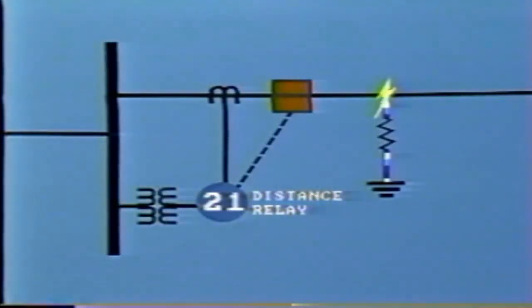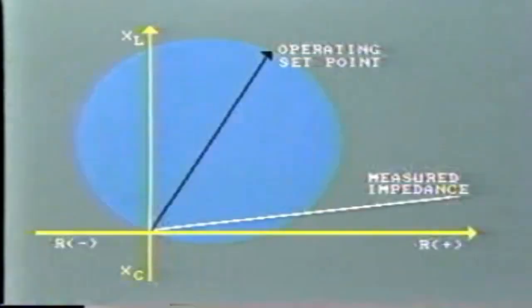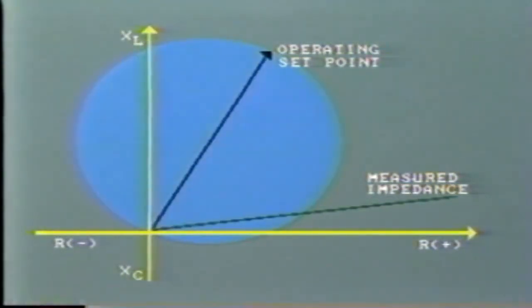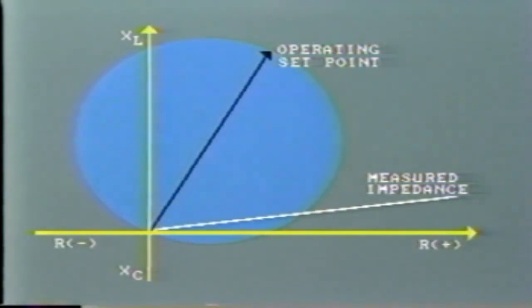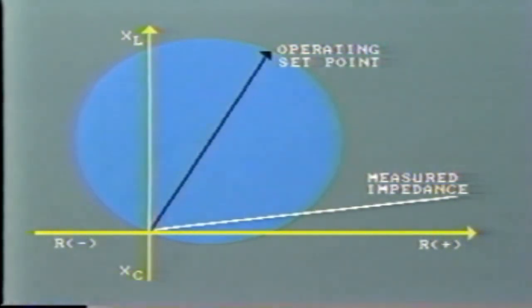Phase to ground faults, especially on short lines, provide a particular problem for the distance relay. The arc often contains considerable resistance, so reducing the phase angle of the measured impedance. It also increases the magnitude of the impedance. Consequently, even if the fault is only halfway along the line, the measured impedance often falls outside the operating circle.